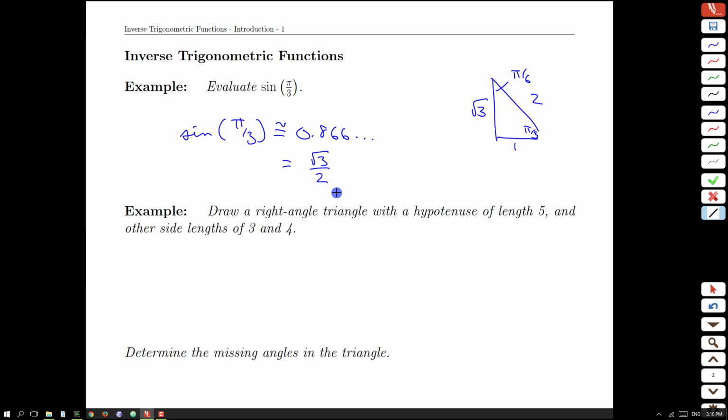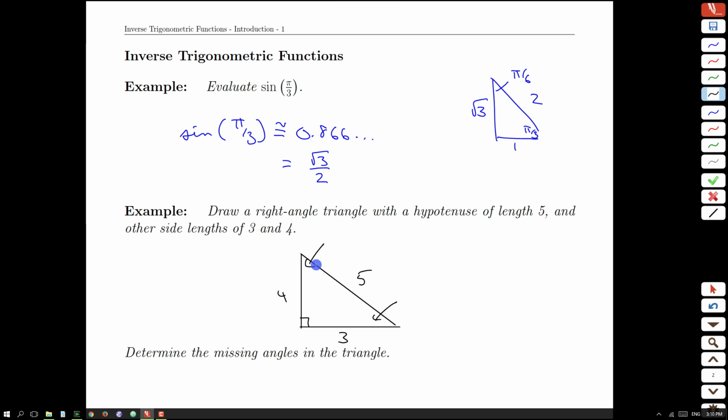Now, unsurprisingly, there may be times where instead of having the angle and getting the ratio back, we might want to start with the ratio and find the angle. For example, if we were to take a triangle with side lengths 3, 4, and 5, hypotenuse being the longest one of those three, and a right angle triangle, we might ask, what are the two angles that make up this triangle?